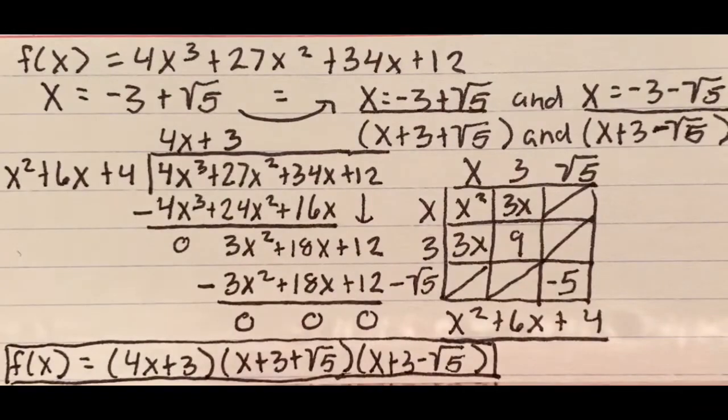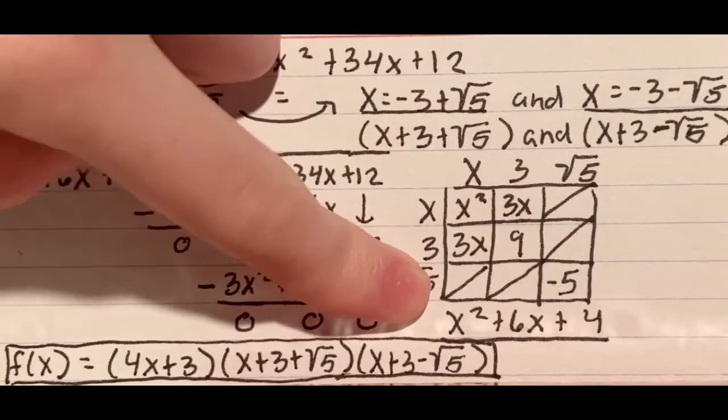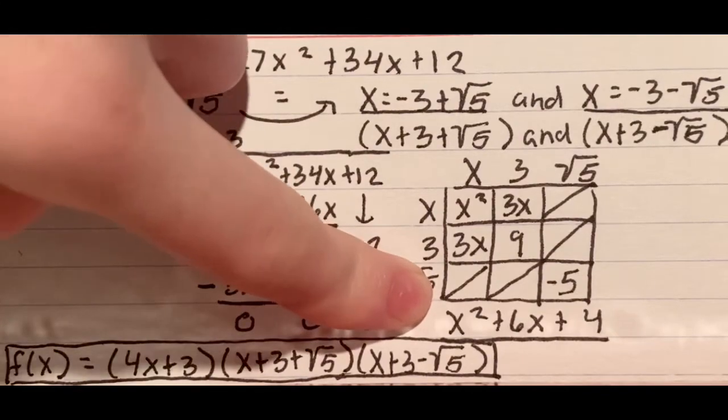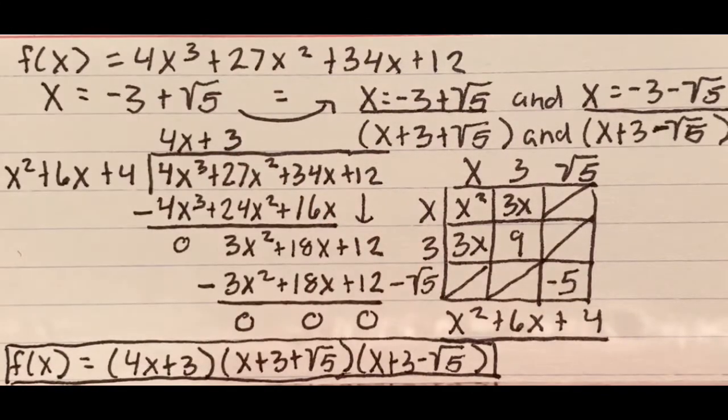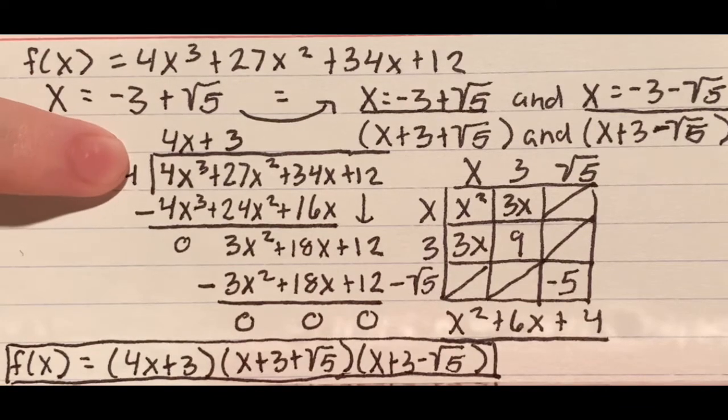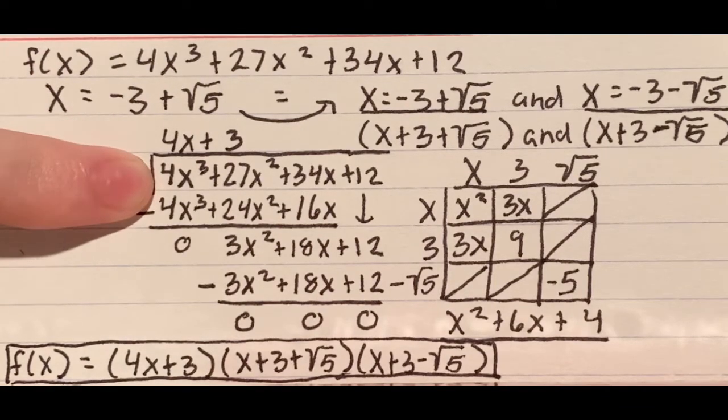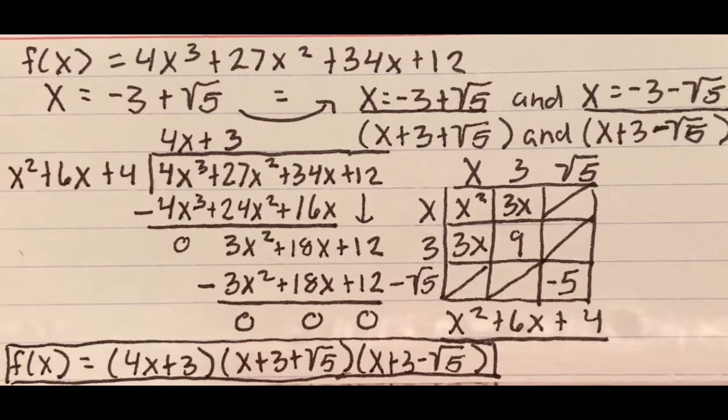Now it's time to begin the actual long division process. The x squared plus 6x plus 4 is the function that we are going to be dividing by. Just like in normal long division, we want to draw this half rectangle shape and put the function we want to divide on the inside and the function we want to divide by on the outside.